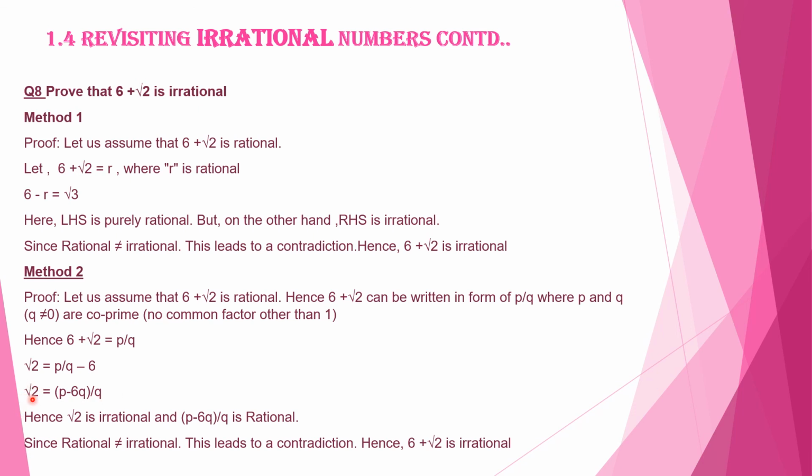Hence root 2 is an irrational number, and this particular portion which is on the right hand side is a rational number. So again, rational is not equal to irrational. This leads to the contradiction. Hence we can say that 6 plus root 2 is an irrational number.